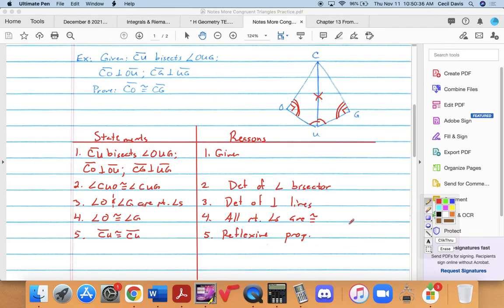Could we use HL to say the triangles are congruent? No. Do we have the hypotenuse congruent? Yes. Do we have a pair of legs congruent? No. So I would have to have CG congruent to CO or something like that. Yes. But what can we use? Angle, angle, side.